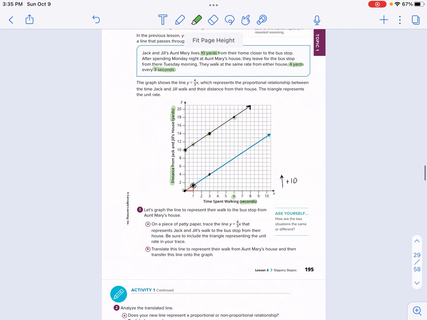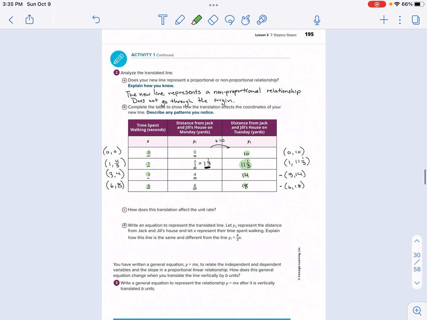All right, anyways, so this idea right here, though, that we're adding 10, that's going to play a role. But let's go ahead and describe that. So we did say describe any patterns that you notice. What we did is we had a translation, right? We translated, we shifted this up. Translation, we're going to say adds 10 to the y value, right? Which was we added 10 to y1, which we got is y2.